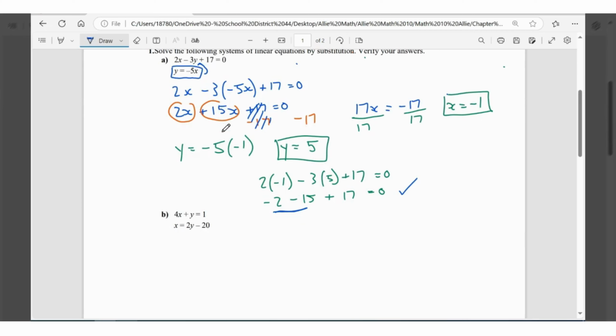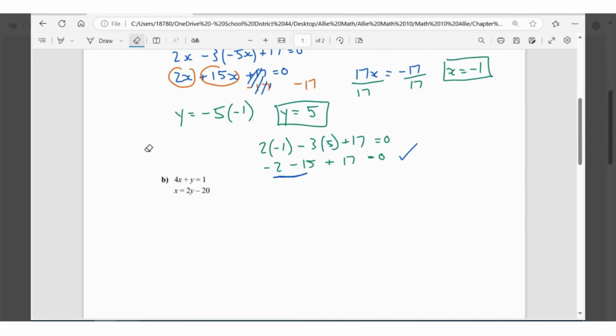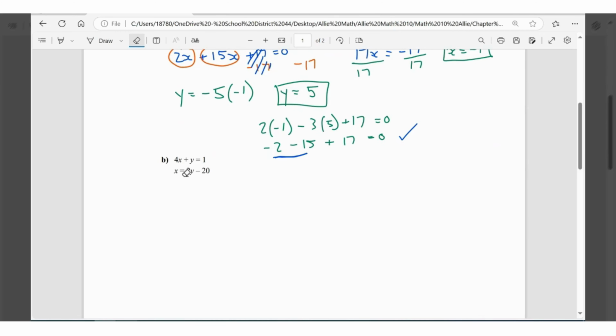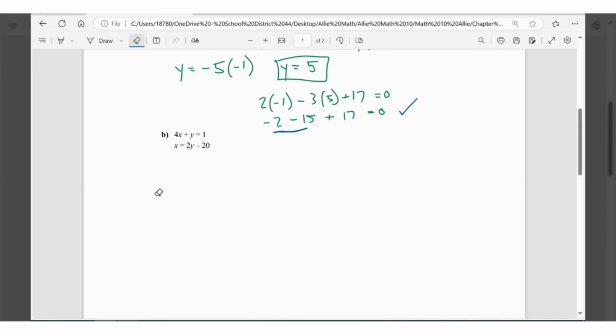So our solution for this, you could say x, y, if you want to do it as an ordered pair, negative 1, 5, but either of those solutions is fine. Okay, let's see what else we got. Let's do the next one. We already have our x isolated, so let's use that one. Why not? And let's substitute this whole thing in for our x in the other equation.